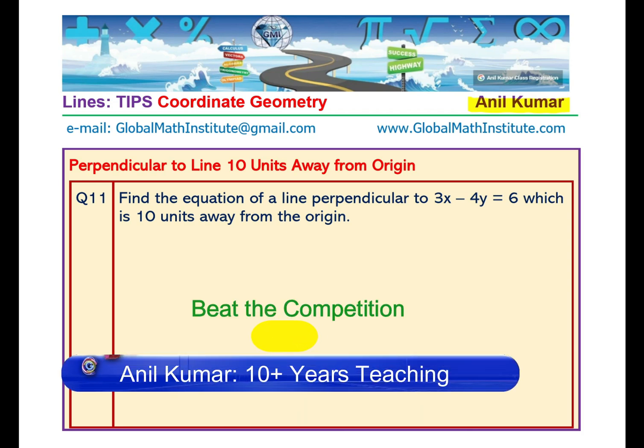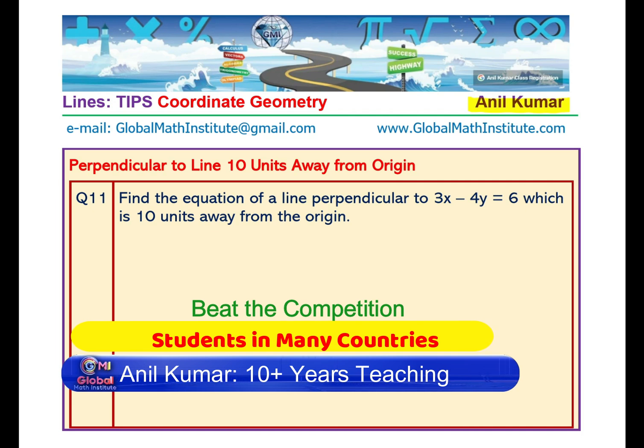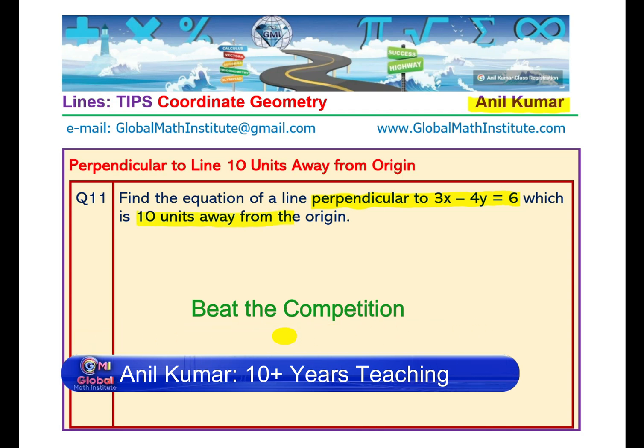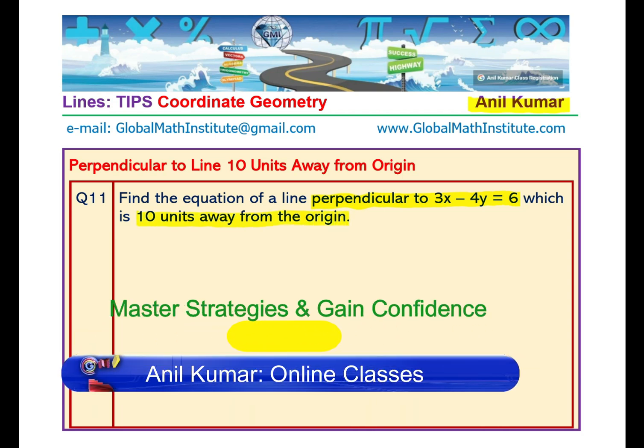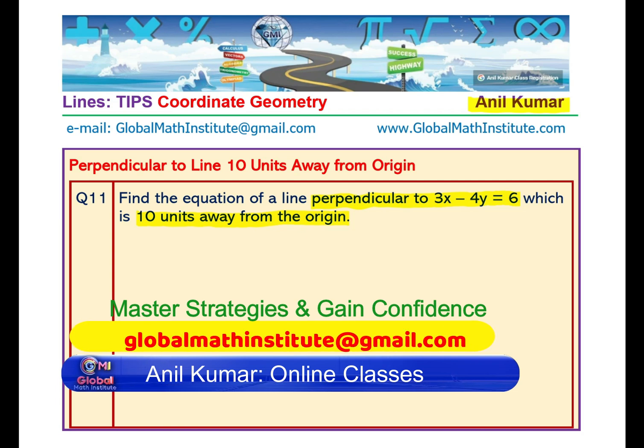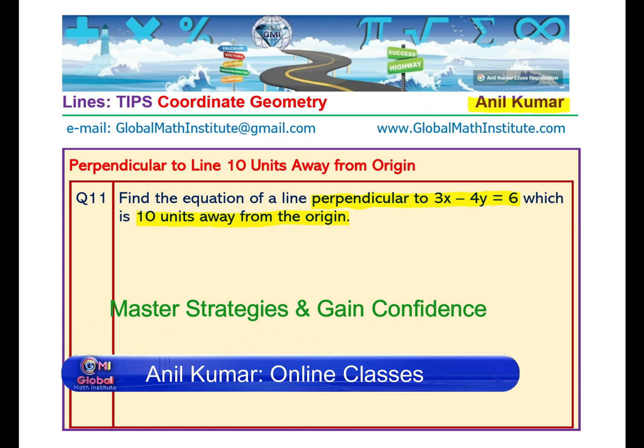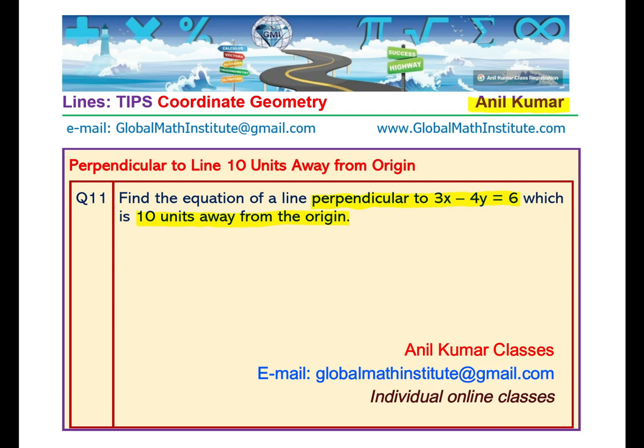The problem here is to find the equation of a line perpendicular to 3x minus 4y equals 6, which is 10 units away from origin. You can pause the video, answer, and then look into my suggestions. Now, the difficult part here is to know the formula, which really helps you to move forward.